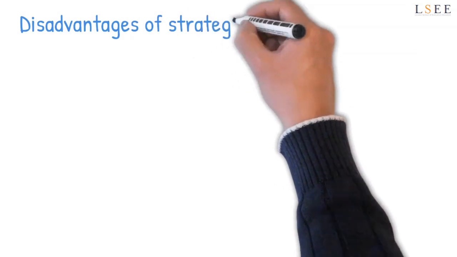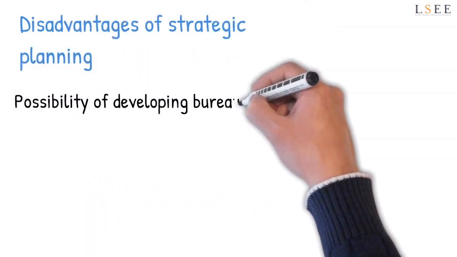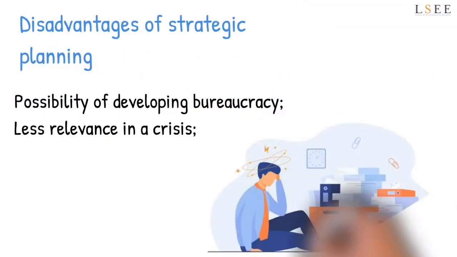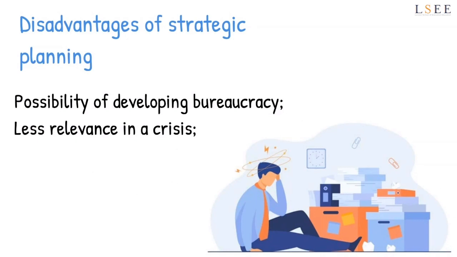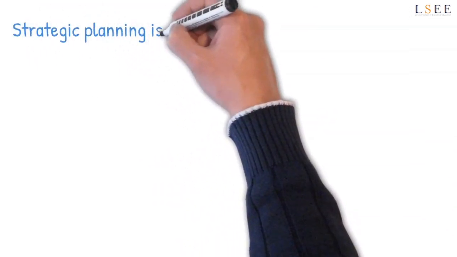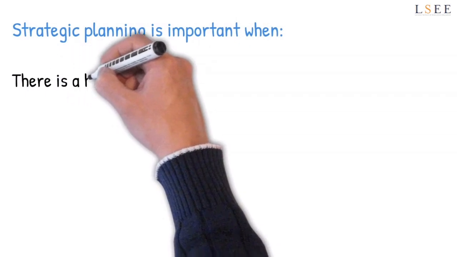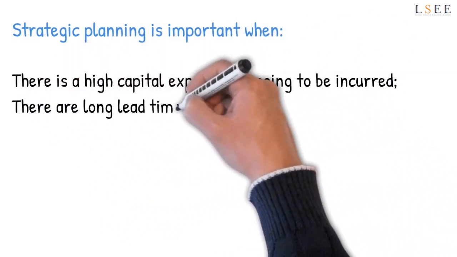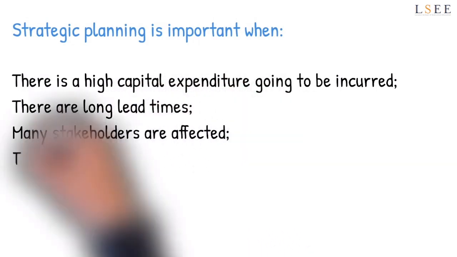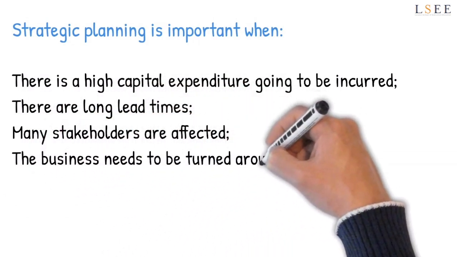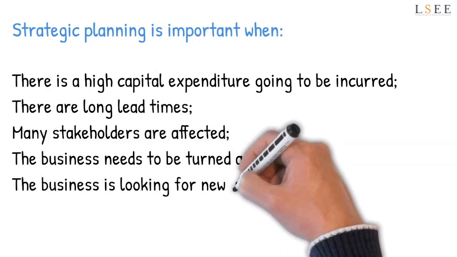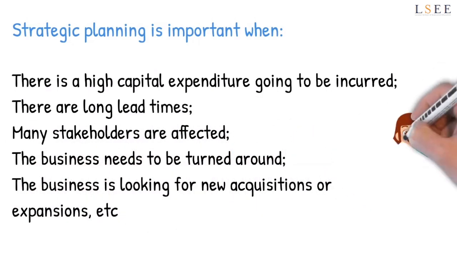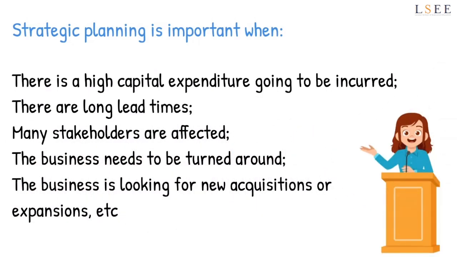Disadvantages of strategic planning. Possibility of developing bureaucracy. Less relevance in a crisis. Strategic planning is important when there is a high capital expenditure going to be incurred. There are long lead times. Many stakeholders are affected. The business needs to be turned around. The business is looking for new acquisitions or expansions, etc.